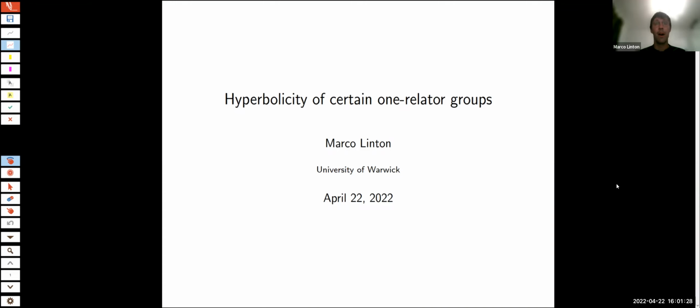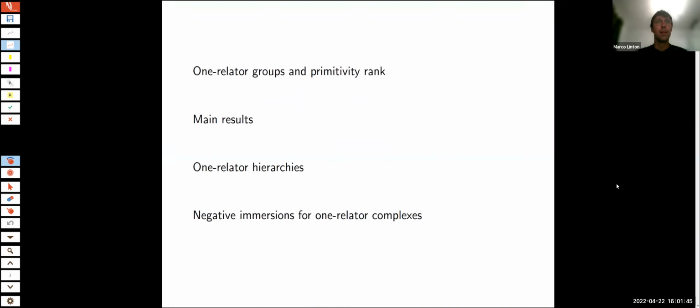So today I'm going to talk about hyperbolicity of certain one-relator groups. All the results I'm going to present today are currently in my paper on the arXiv, "One-relator hierarchies". And yeah, so let's get to it. Please let me know at any point if you have any questions, if I'm going too fast or too slow or anything. I'm happy to adapt.